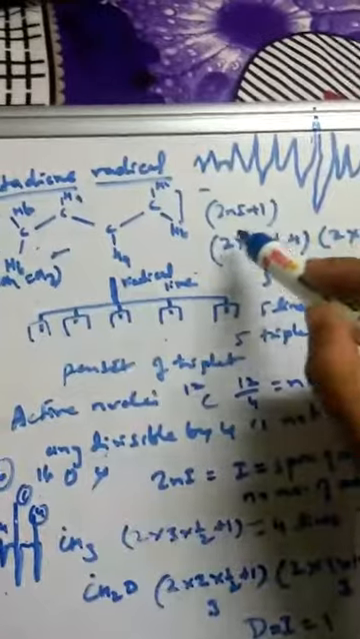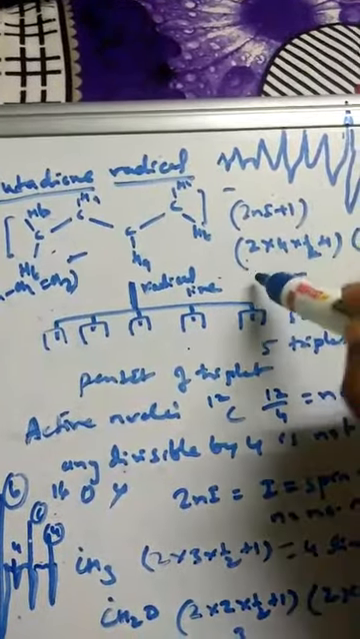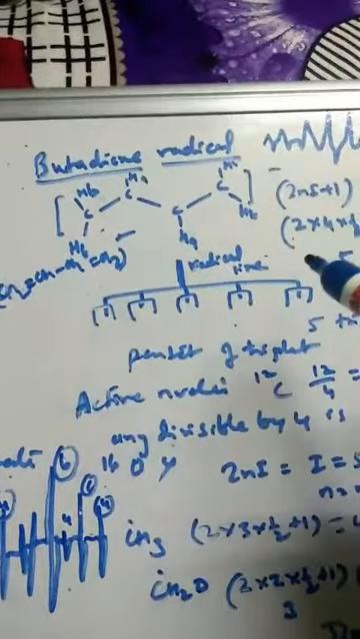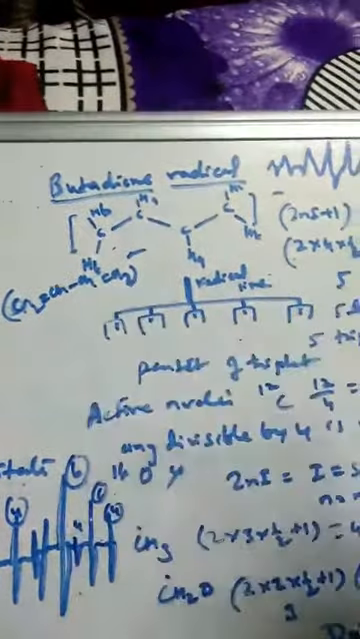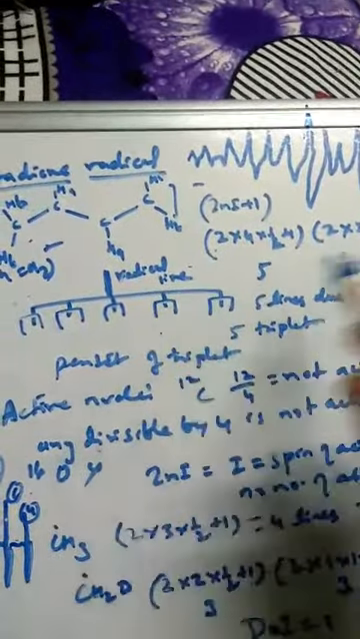Apply the equation 2nI plus 1. So 2 into 4 into half plus 1 is 5 for the HB protons, and 3 for the HA protons. Totally 5 times 3 is 15 lines. Now I am going to get 15 lines for this butadiene radical anion. For this compound I am going to get the ESR or EPR. How many lines? 15 lines, 5 times 3 is 15.